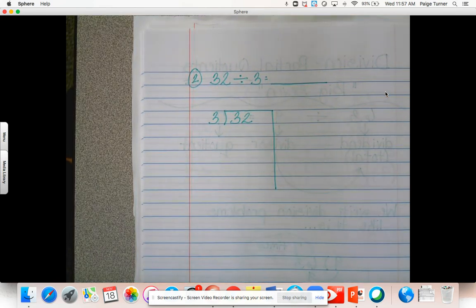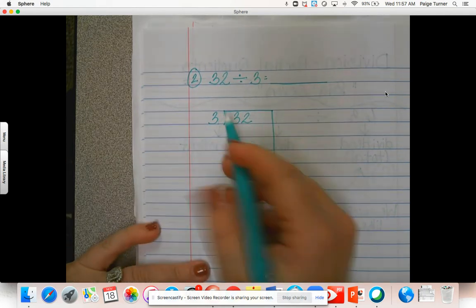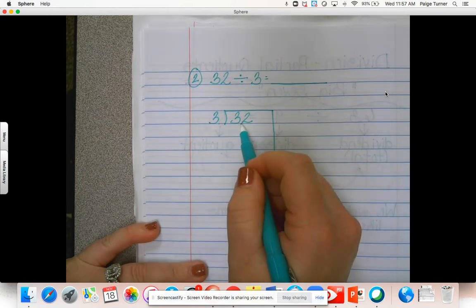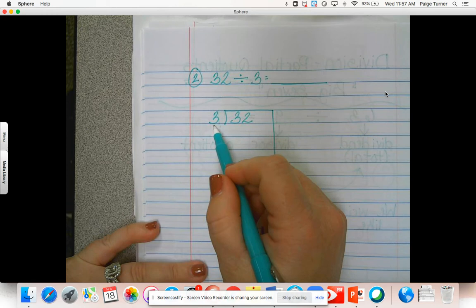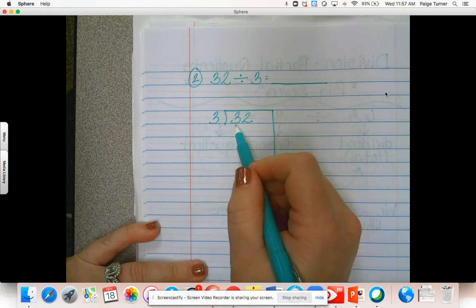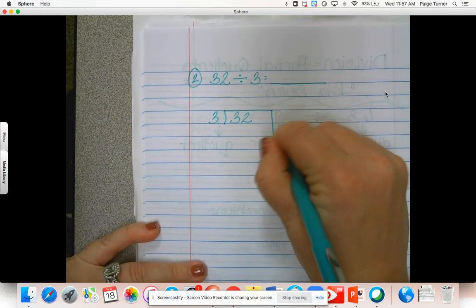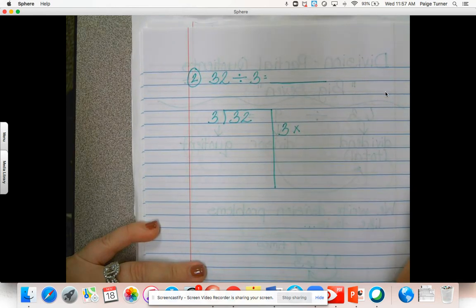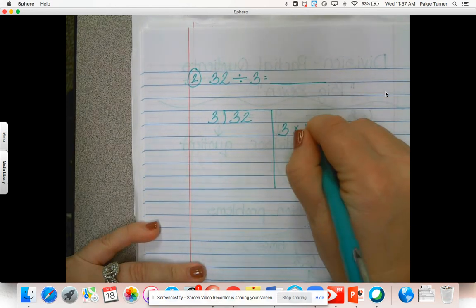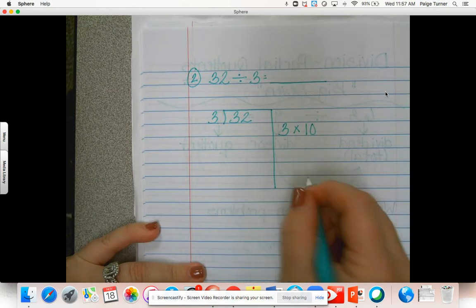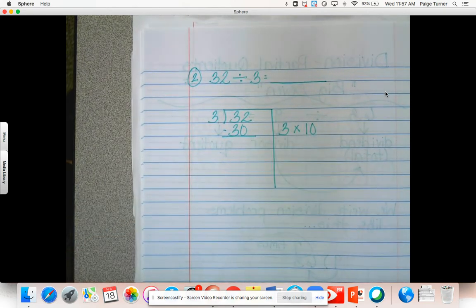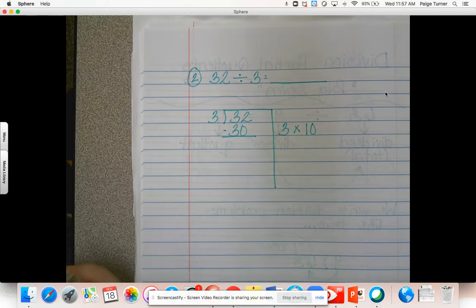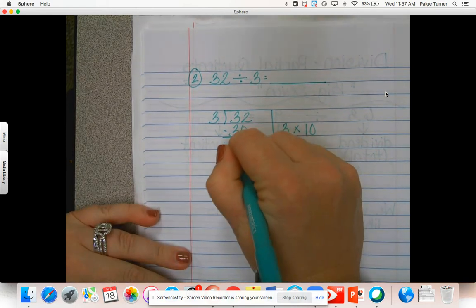All right, so to figure out the quotient, to figure out the answer to 32 divided by 3, we're going to use multiples of 3 to break down this number 32. So we're basically just asking ourselves, what number times 3 is going to get us close to 32? Well, that would be 3 times 10, right? Because 3 times 10 is 30. So we're going to subtract 30 from 32 and see what we've got left over here. So 32 minus 30 is 2.